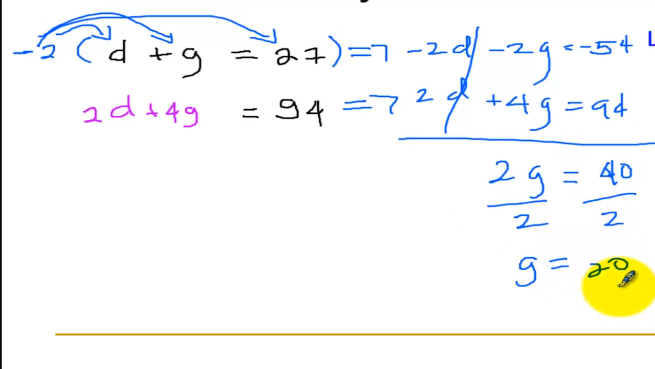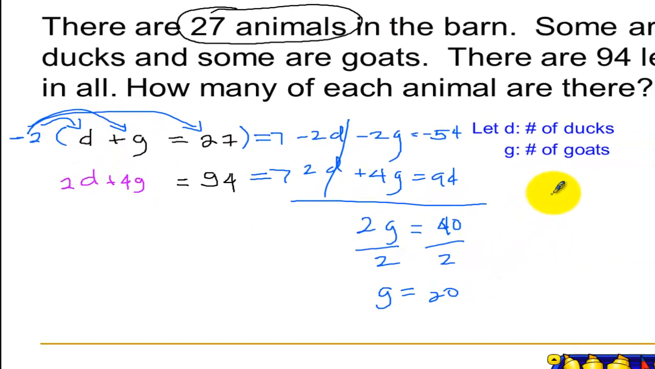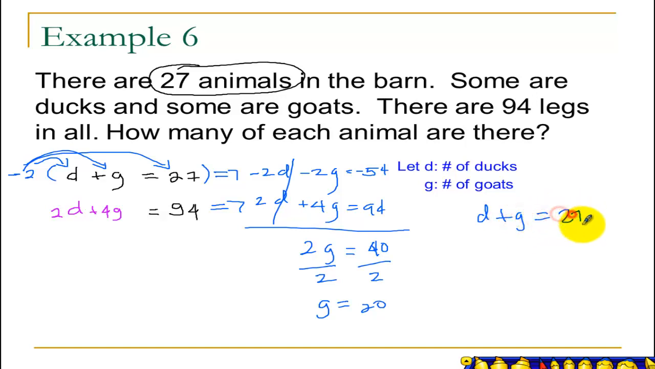So we have 20 goats. All in all, we have 27 animals. So we can just go back to our first equation. d plus g equals 27. If we have 20 goats, then we can say that we will have 7 ducks.